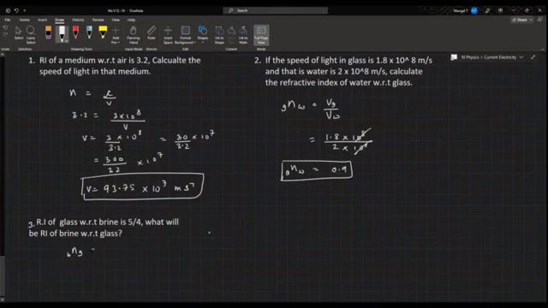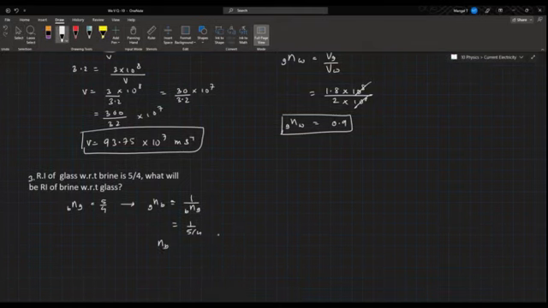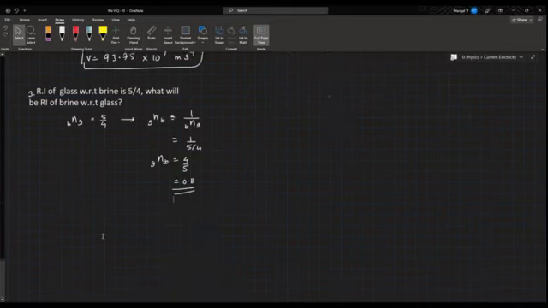Refractive index of glass with respect to brine is 5 by 4. So therefore, refractive index of brine with respect to glass will be 1 upon this. The reason is reversibility of light. So we have the answer as 4 by 5, which is 0.8. So that's the third question.